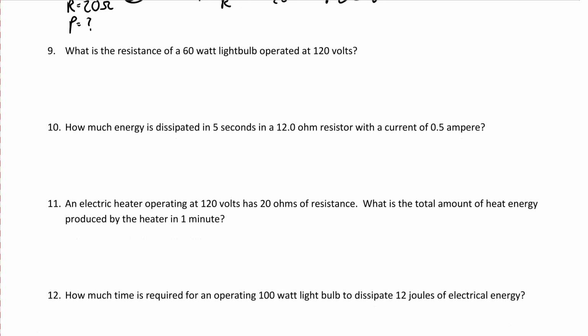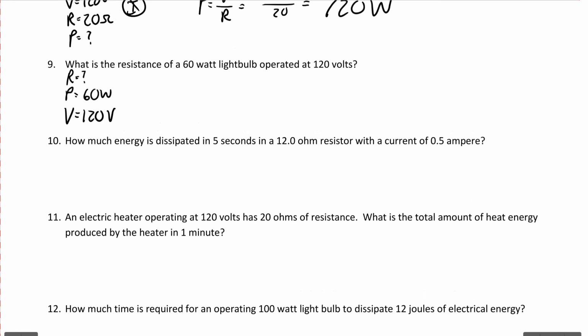Okay, number 9. What is the resistance? They're looking for the resistance of a 60 watt light bulb. They're not telling you the power is 60 watts, but they're telling you a number with units of watts. So you have to realize, oh, 60 watt, that's the power. And the voltage is 120 volts.